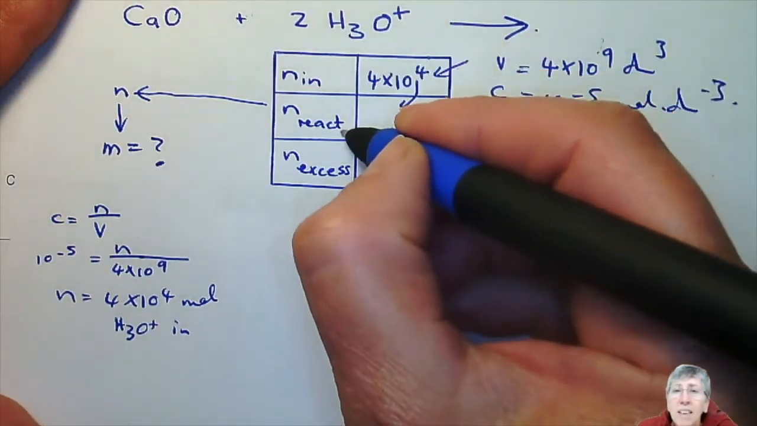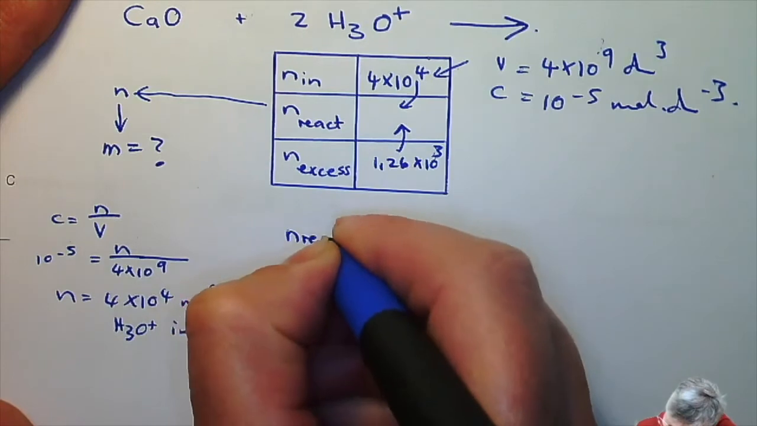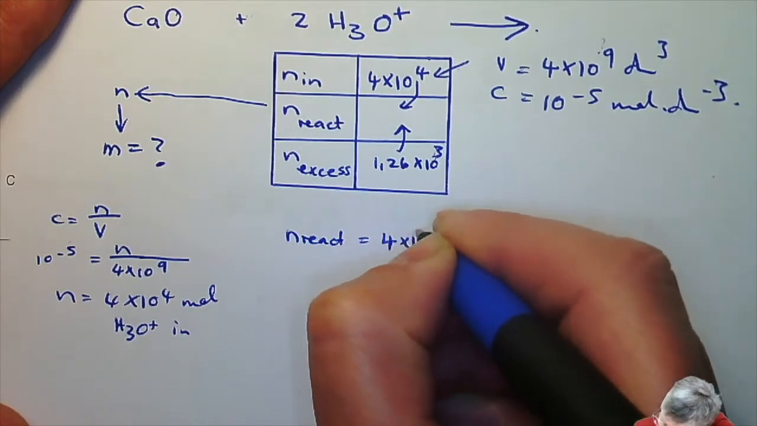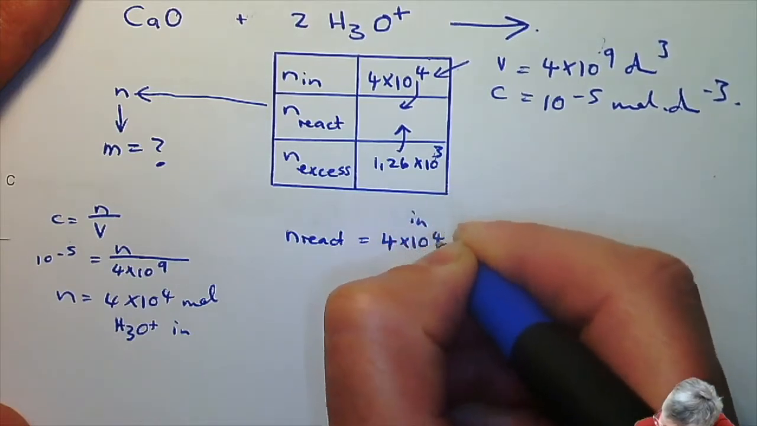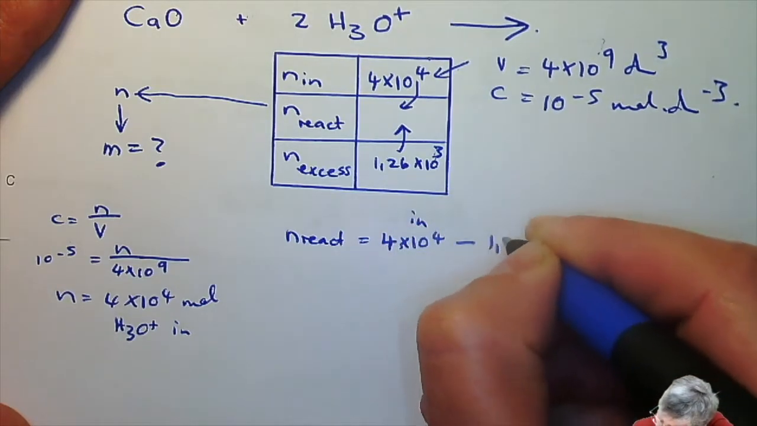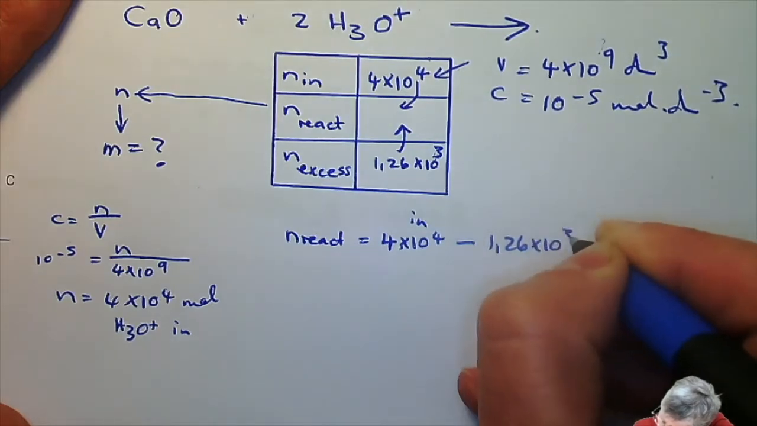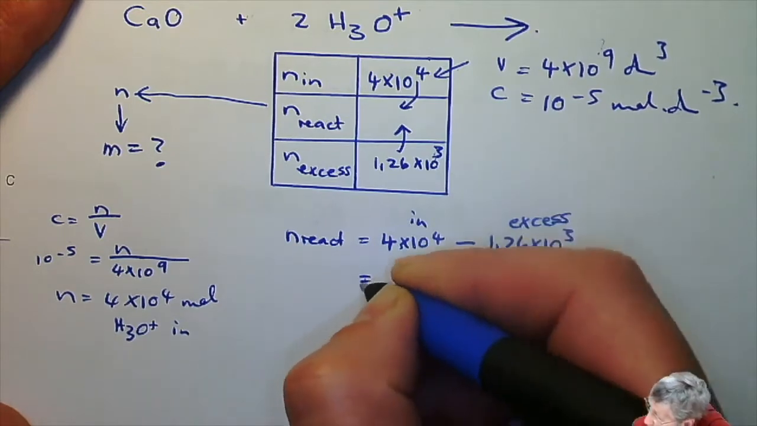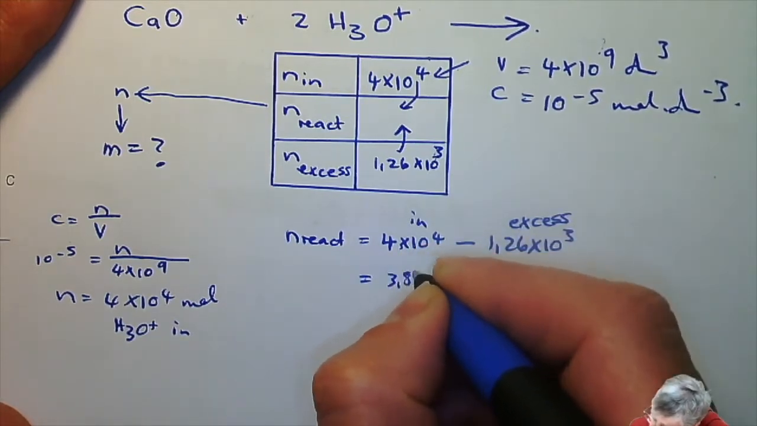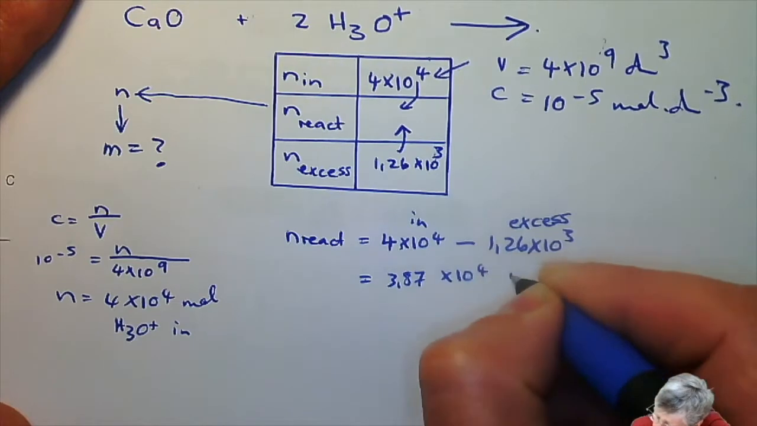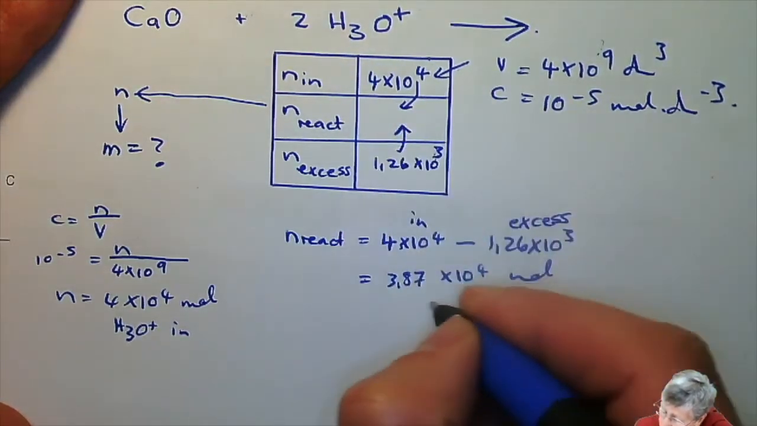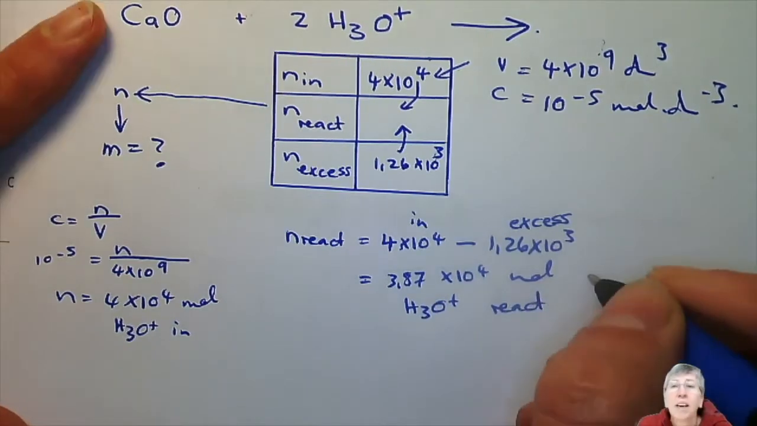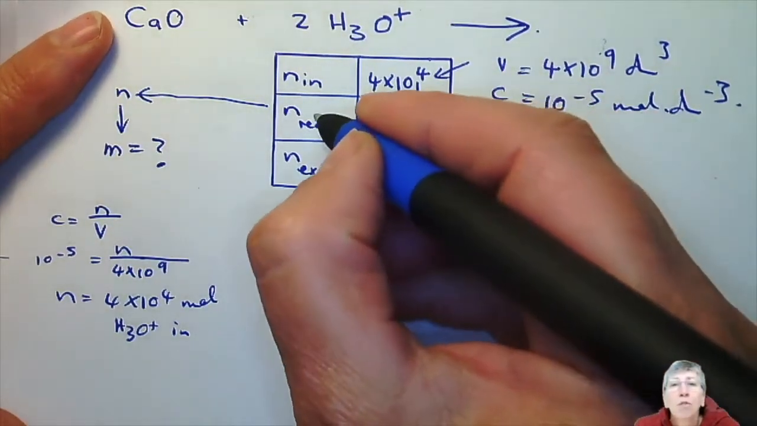So what reacted? Well, the moles that react is therefore the moles that I put in, 4 times 10 to the 4th, minus the 1,26 times 10 to the 3 that is left over, the ones that are in excess. And when you subtract that, you end up with 3,87 times 10 to the 4th mole. And that is now the H3O plus that reacted. Right. Now I'm working from there to there.